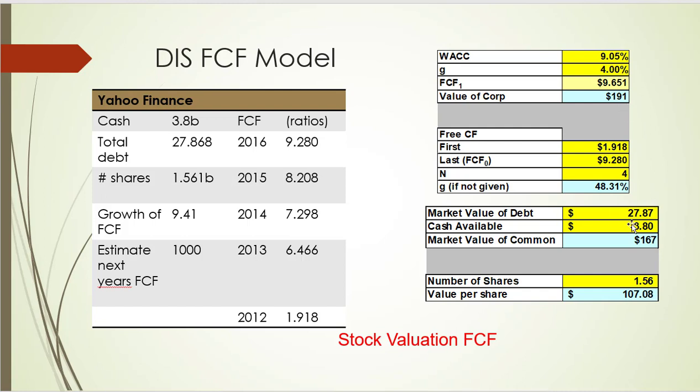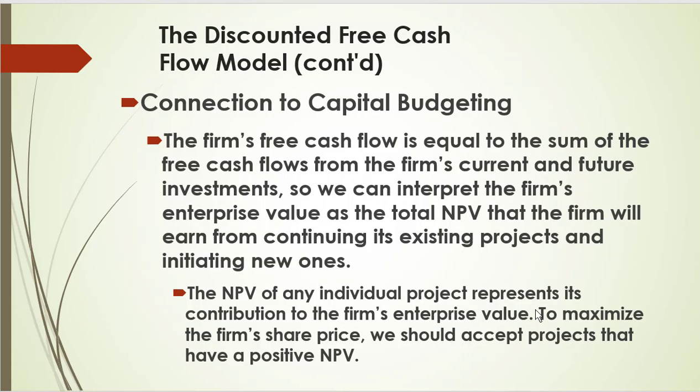Now we need to subtract out the value of debt and add any of the cash that's available. So now the market value of the equity of the company is 167. Divide that by the number of shares. We find out that the free cash flow model says that the value of this stock is roughly $107.08.